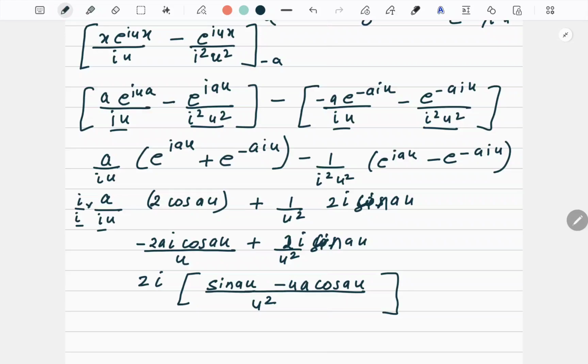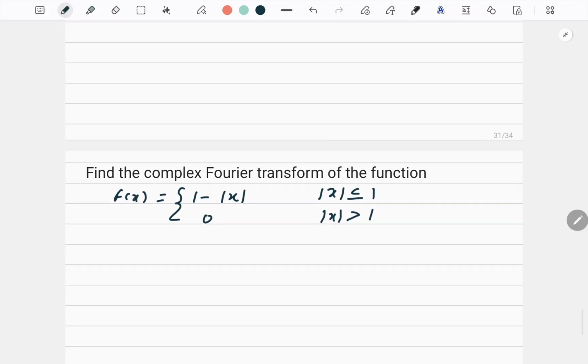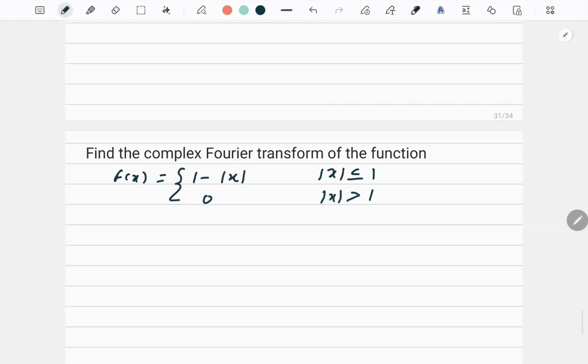Now let's move to the next one. So let's move to the next question. Okay, now the next question is a mod function. So usually students get scared of mod function, but actually it is very easy. So now observe it very carefully.